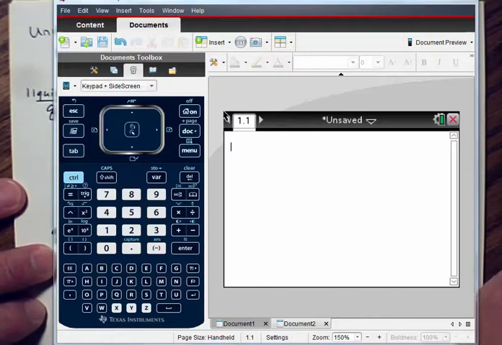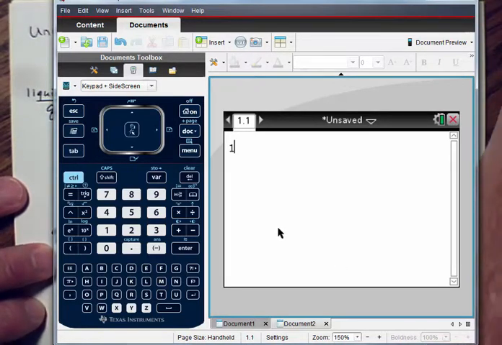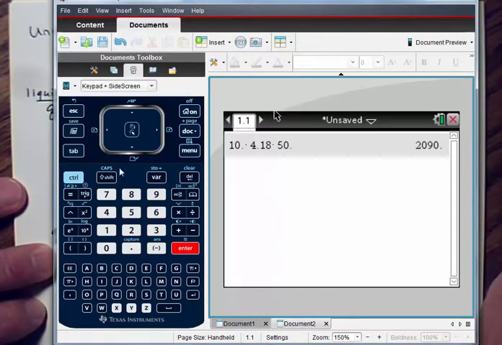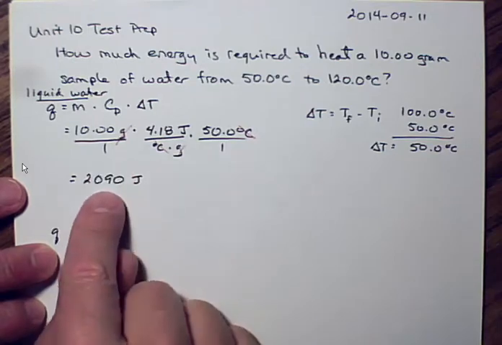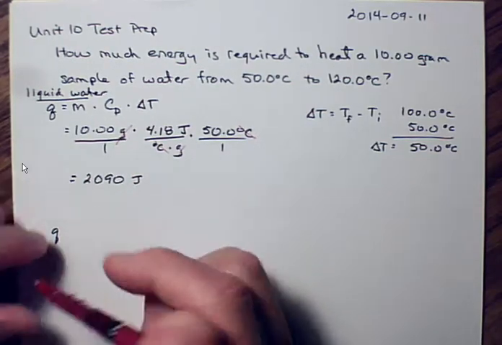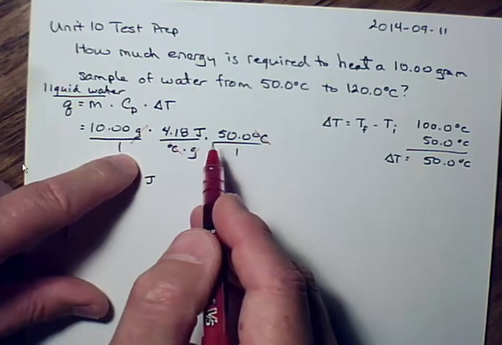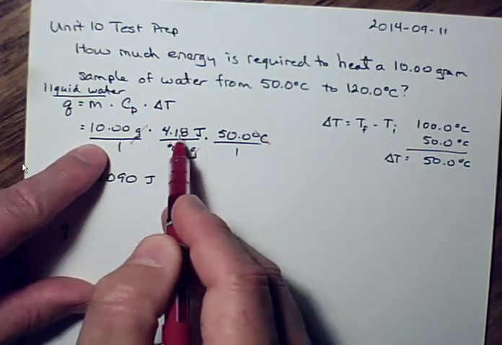All right, so 10.00 times, whoops, it's not doing it on the calculator. Why not? 10.00 times 4.18 times 50.0, and we get 2090 joules. We look at all the measured and calculated numbers in the problem. Everything across the top is either measured or calculated in this problem. 4 digits, 3 digits, and 3 digits.